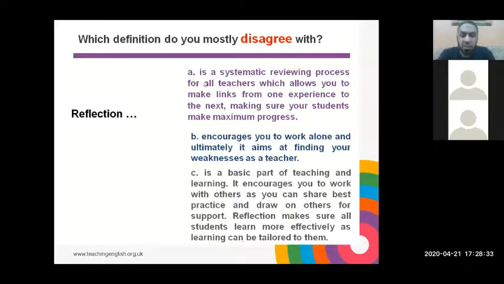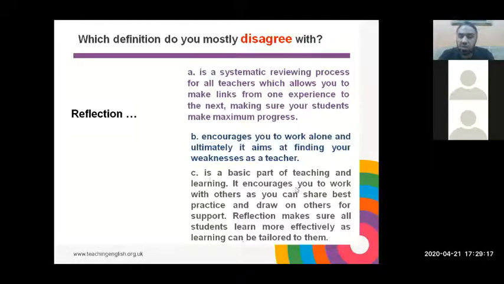Okay, so let's see. The first one: reflection inside the class is a systematic reviewing process for all the teachers, which allows you to make links from one experience to the next experience, making sure your students make maximum progress. This is the first definition. The second one: encourages you to work alone and ultimately finding your weaknesses as a teacher.